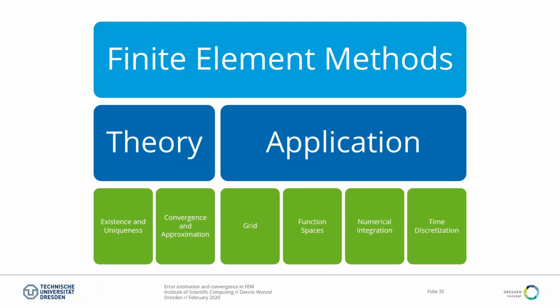So if you don't have a grid, there is no use in defining function spaces. If you cannot numerically integrate, you can't actually assemble the process. If you don't know that you have a unique solution, you probably get a super terrible result, and so on. So all these individual parts combine to forming our finite element method.